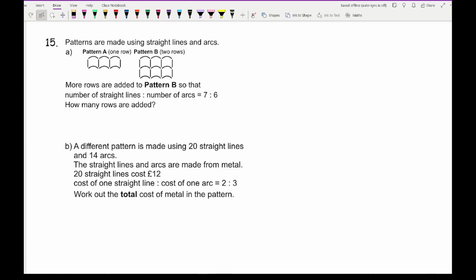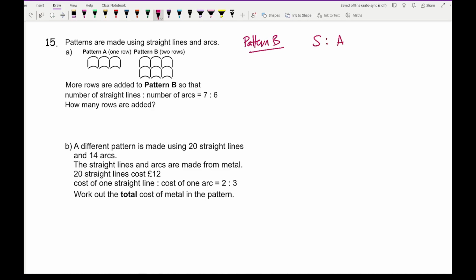So then looking at question 15, it says that patterns are made using straight lines and arcs, and we've got pattern A and we've got pattern B. More rows are added to pattern B so that the number of straight lines to the number of arcs is in the ratio of 7 to 6. How many rows are added? So for this particular question, how we set it up is we look at pattern B, and we've got straight lines to arcs.